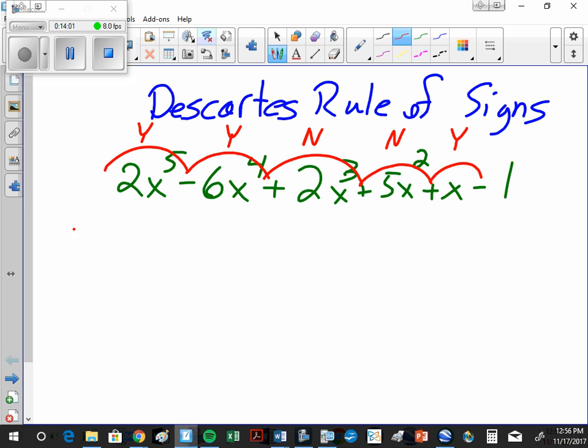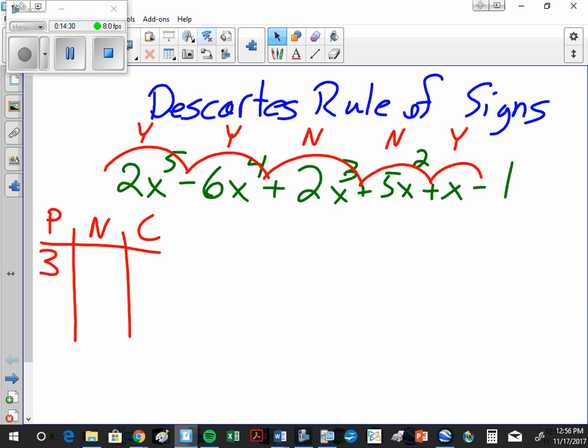And you make this chart: positive, negative, and complex. If you count the sign changes, that tells you how many positive roots there are. So this has 3 positive roots. Okay? And then you go through and you change the sign on all of the odd exponents.